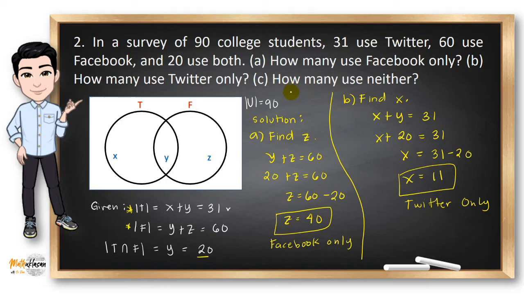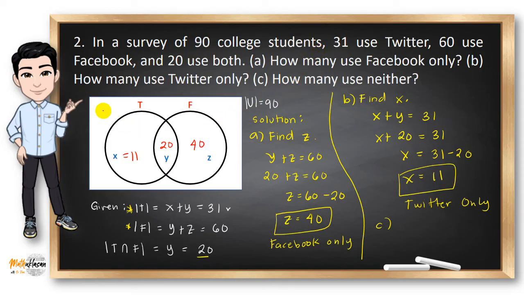So, for letter C, we need to find how many use neither. Here we are actually looking for the complement of the cardinality of this union. But to be specific, how about we show the right numbers here? X, as we have solved, is 11. So this is 11. Y here is 20. And Z here is 40. Remember that the cardinality of U is 90, or the total number of college students.